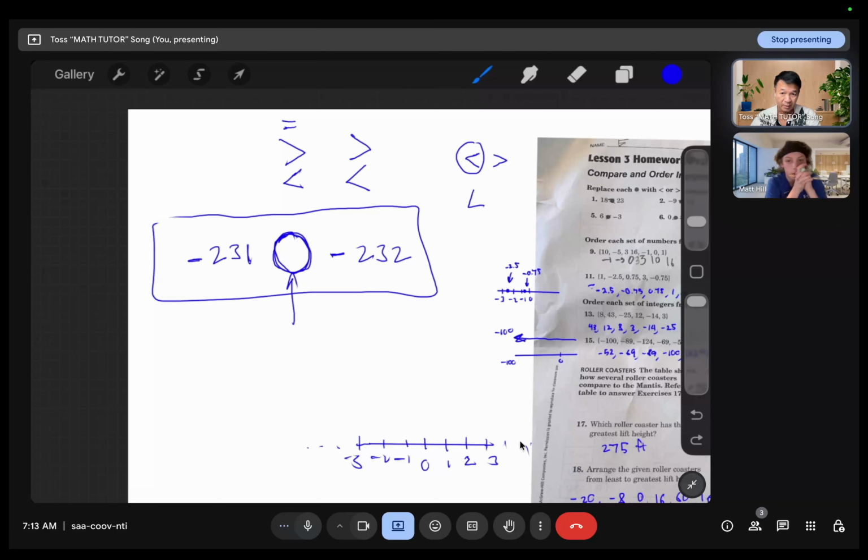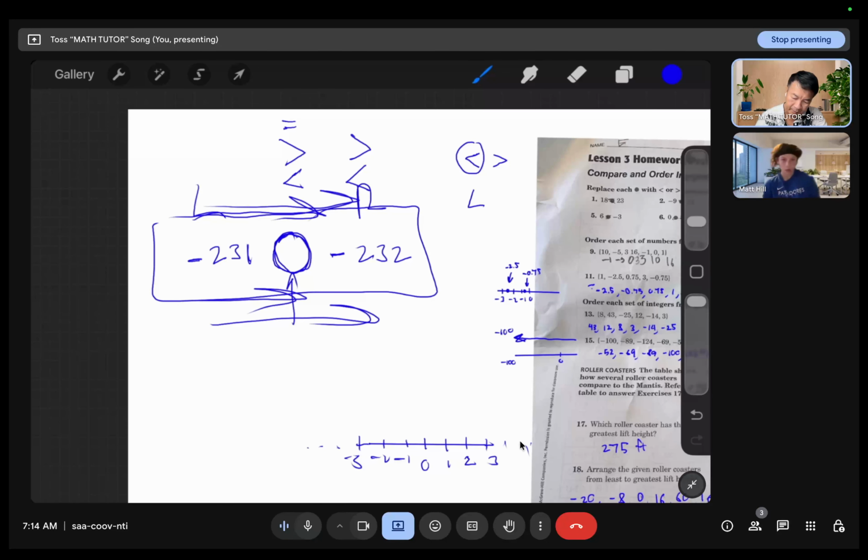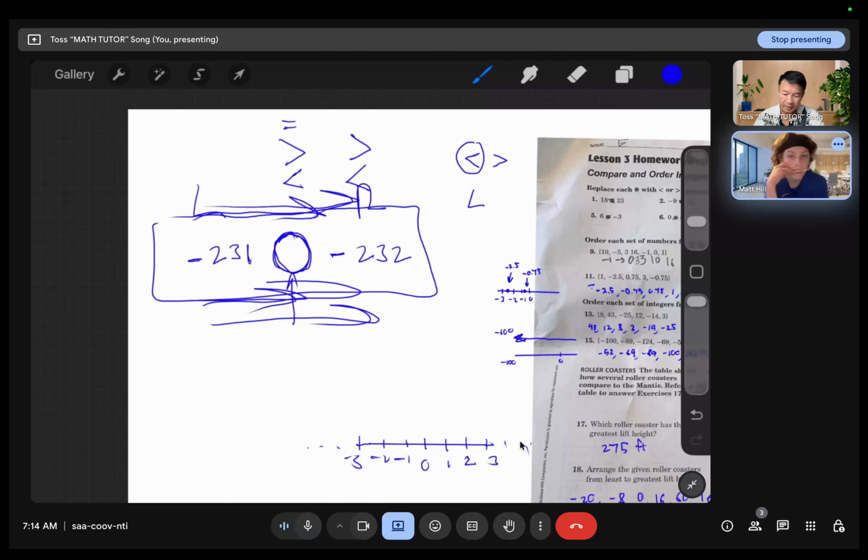Okay, are you sure? Yes. Okay. So from left to right, left and right over here. You want to say it? You want to think about it again? Yeah, like that one. Okay. So you're saying negative 231 is less than negative 232? Yeah. Okay.